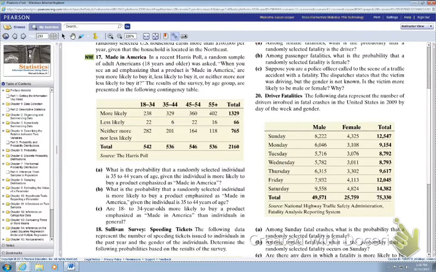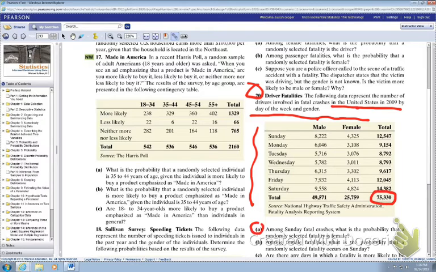Now, because what we did there was so abstract, I wanted to pick something more realistic, something we could wrap our heads around. So we'll typically have these tables with data. Driver fatalities: the following data represents the number of drivers involved in fatal crashes in the U.S. in 2009 by day of the week and gender. So here we have the days of the week, and here we have gender, and then we have our row totals and our column totals. We can see that the total number of people surveyed was 75,000 some.